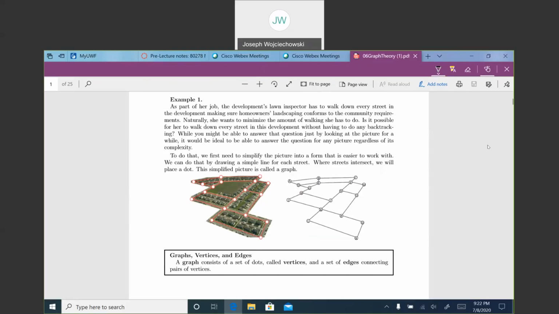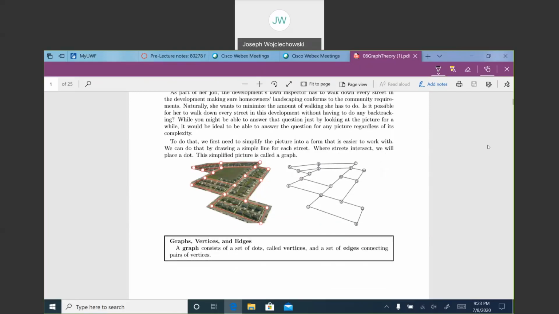Well, you might be able to answer that question just by looking at the picture for a while. It would be ideal to be able to answer the question for any picture regardless of the complexity. To do that, we need to simplify the picture into a form that is easy to work with. We can do that by drawing a simple line for each street. Where streets intersect, we will place a dot. This simplified picture is a graph.